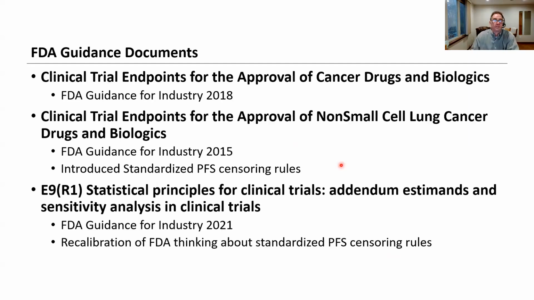Right, so that sets us up for a discussion of statistical endpoints. The FDA has several guidance documents on endpoints that have come out sporadically over the years. The first one to introduce standardized PFS, progression-free survival, censoring rules came out in 2015. In 2018, they expanded on that, modified their definitions a little bit. And then in 2021, they recalibrated their thinking altogether, in a way that harmonized with the European Medicines Agency's rules.